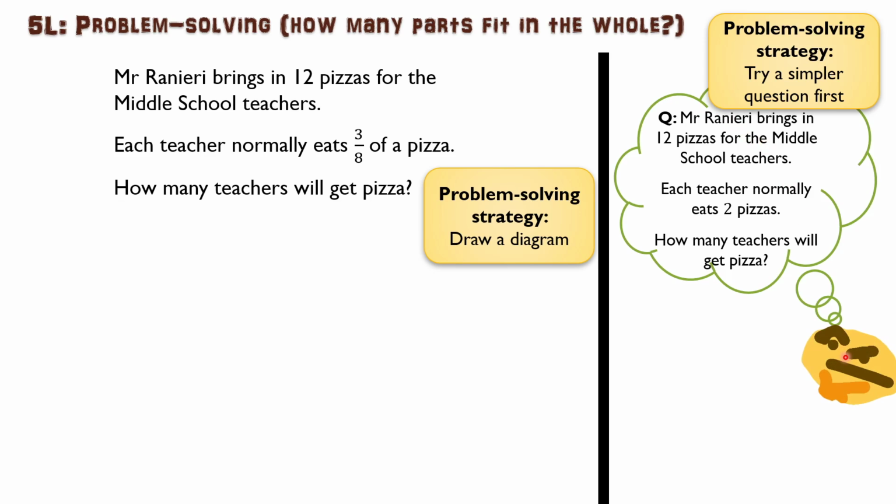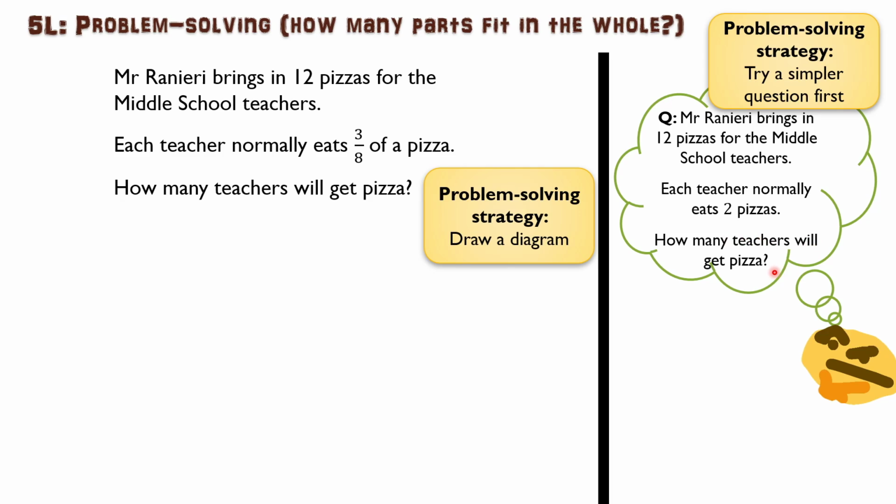So I thought, maybe I can think of this question. Mr. Ranieri brings in 12 pizzas. It's the same, but each teacher normally gets 2 pizzas. Why is this question easier than that one? Well, I don't have any fractions in it. Now how many teachers will get pizza?